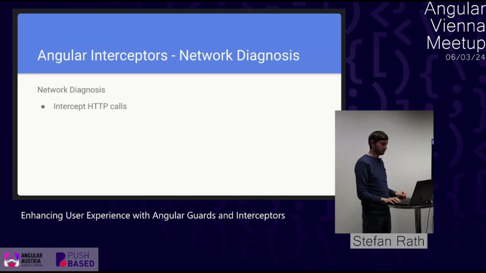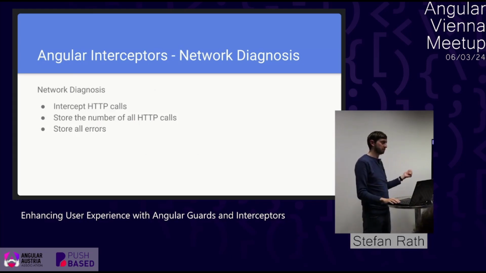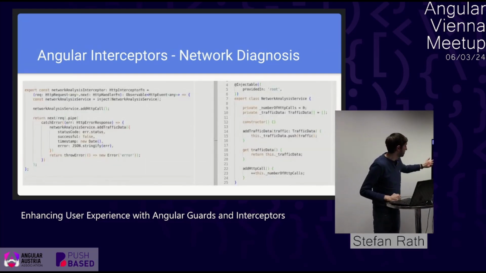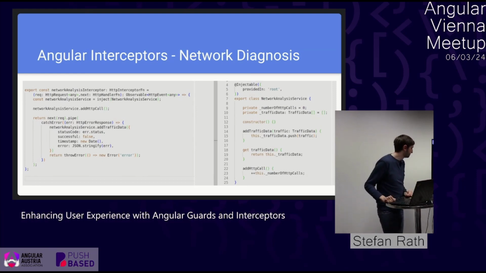We can intercept HTTP calls, we store the number of HTTP calls, and then we store all the errors. And if we see, okay, we have 50 HTTP calls and 7 errors, something is really wrong in your application. Then we are able to do some diagnosis maybe on the front-end side. This is how an interceptor could look like. This is the new way to do it, not with a class-based interceptor, but with the interceptor function.